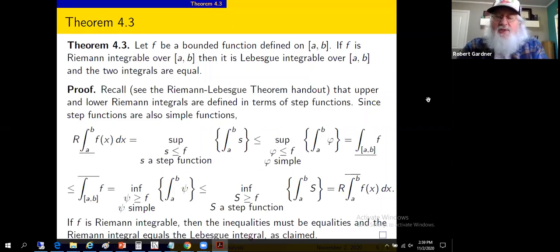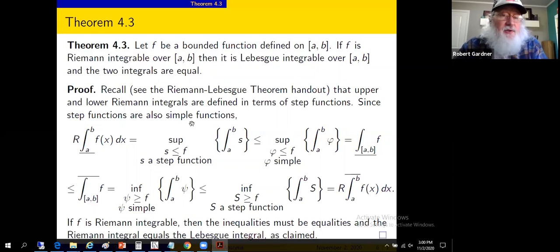Okay, the proof is actually just one slide. It's a quick one. And here's what we get. It's simply a matter of comparing sups and infs with a little observation that step functions are simple functions. Step functions are examples of simple functions.